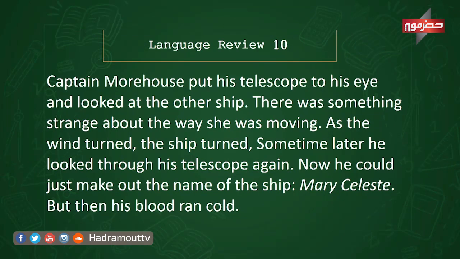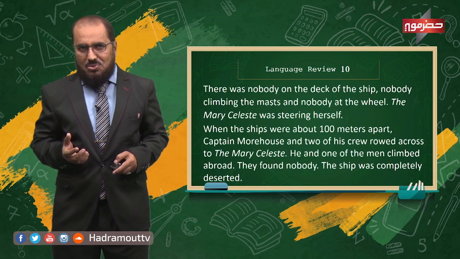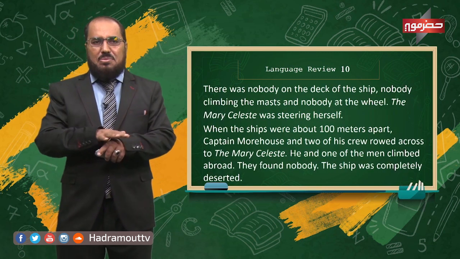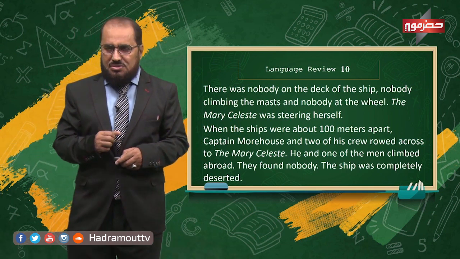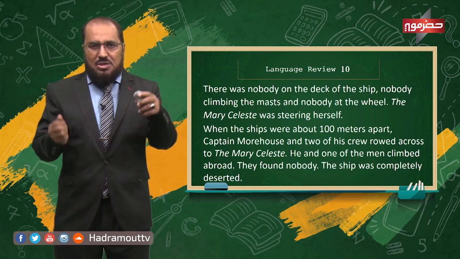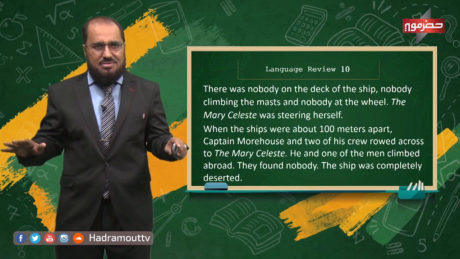Captain Morehouse put his telescope to his eye and looked at the other ship. There was something strange about the way she was moving. As the wind turned, the ship turned. Some time later, he looked through his telescope again. Now he could just make out the name of the ship, Mary Celeste. But then his blood ran cold. He was astonished. Why? There was nobody on the deck of the ship. Nobody climbing the masts. Nobody at the wheel. The Mary Celeste was steering herself.